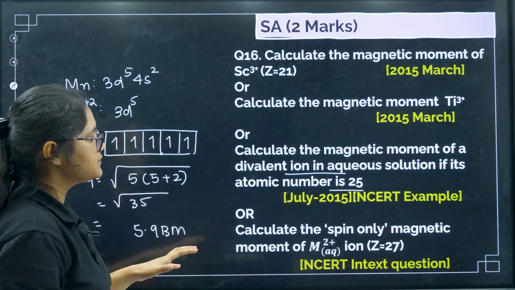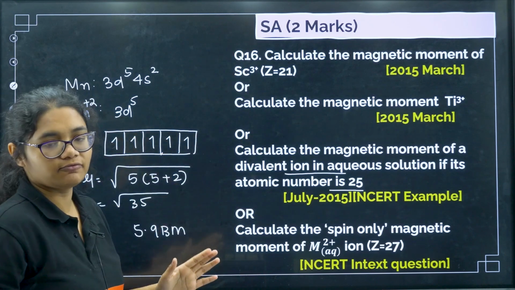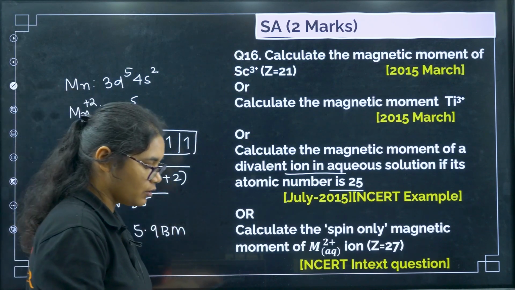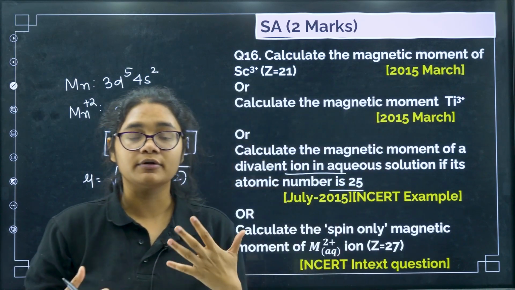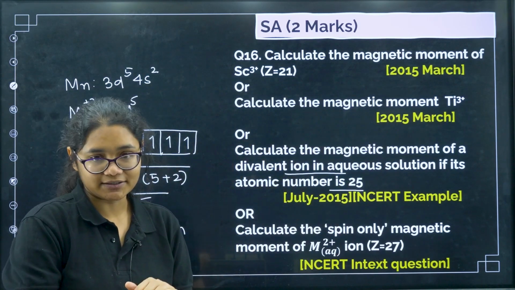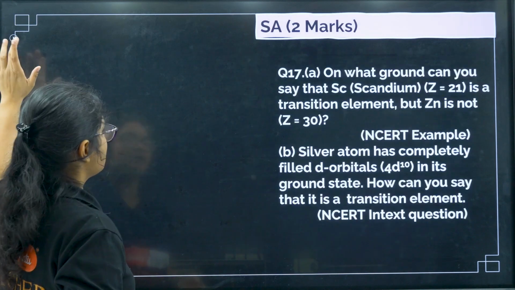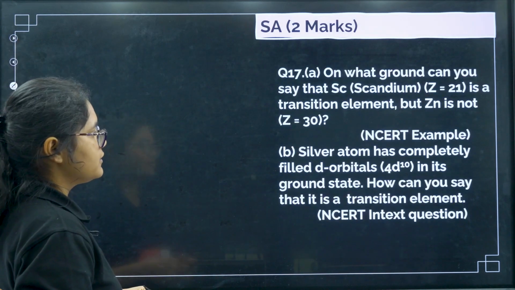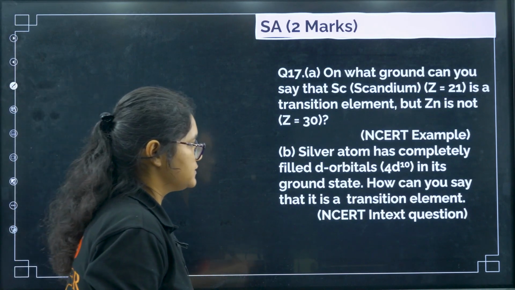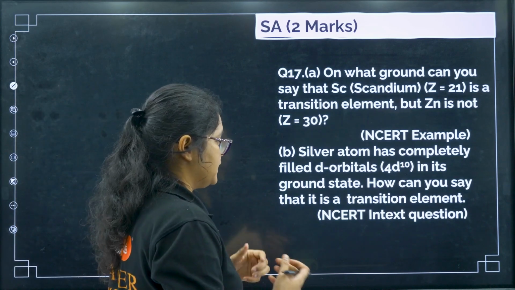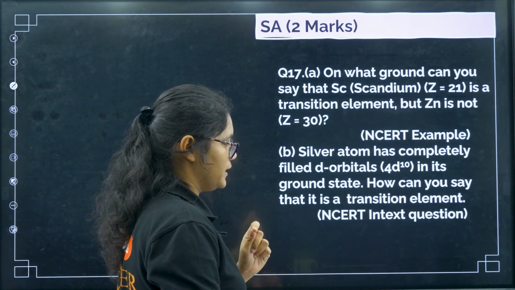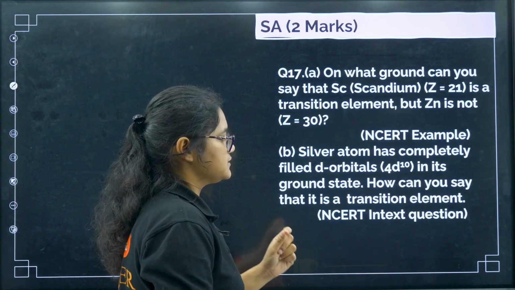Okay, so that is what you can do for any question. So for this, you must remember the electronic configuration of scandium to zinc. Without remembering that, you cannot solve this question. Okay, next 17th one. On what ground can you say that scandium is a transition element but zinc is not? Next, silver atom has completely filled d orbitals in the ground state. How can you say that it is a transition element?